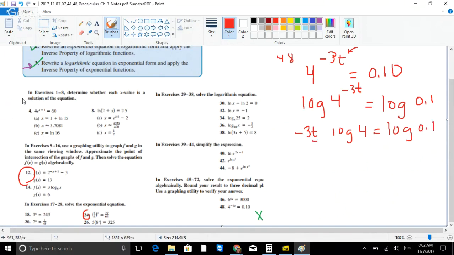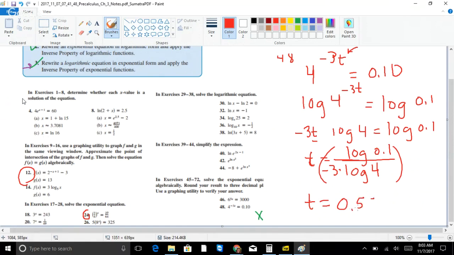Solve for t by dividing both sides. So I get t equals log 0.1 divided by the log of 4, and I should have this times negative 3. It's really how I should have had it written before. Just forgot to write it. Okay, so when I evaluate this with my calculator, I get that t approximately equals 0.554.